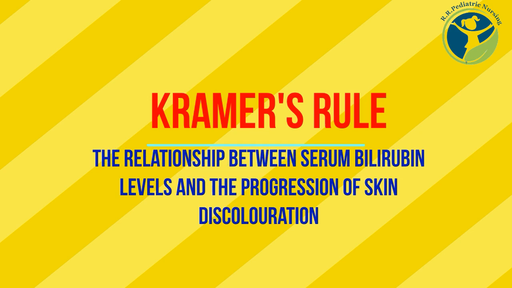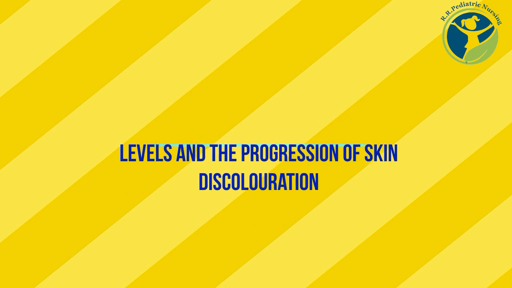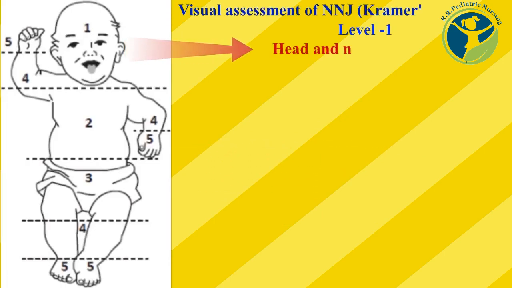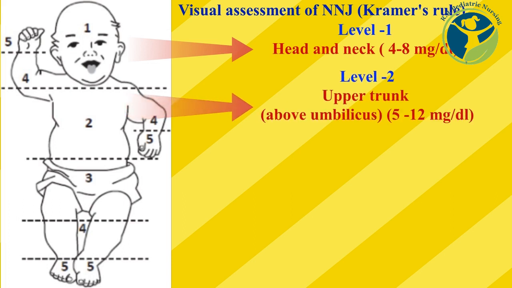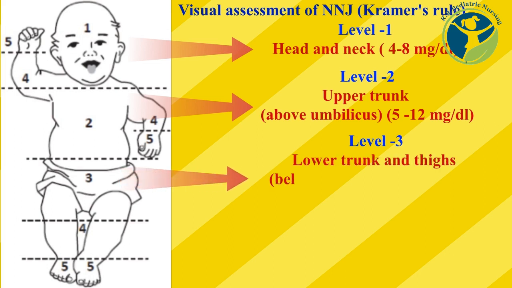Kramer's rule describes the relationship between serum bilirubin levels and the progression of skin discoloration. Level 1. If the jaundice is visually seen in the head and neck, the bilirubin level will be 4 to 8 mg per deciliter. Level 2. If the jaundice is visually seen in the upper trunk, above umbilicus, the bilirubin level will be 5 to 12 mg per deciliter. Level 3. If the jaundice is visually seen in the lower trunk on thighs, the bilirubin level will be 8 to 16 mg per deciliter.